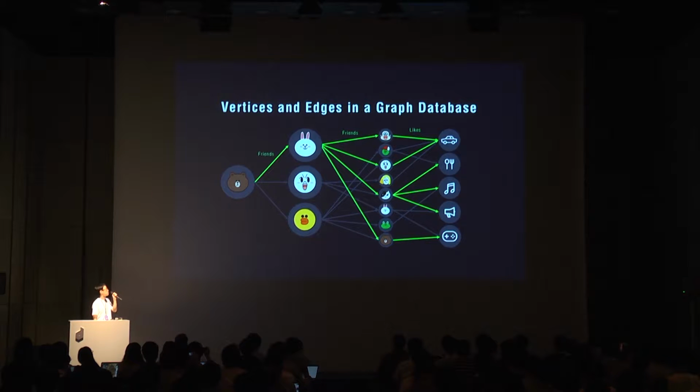Here, each circle represents a vertex. Each line that connects them is an edge. You can see who is a friend with whom and who likes what. A graph database stores relationship data in a graph structure and lets you run queries and get results quickly.